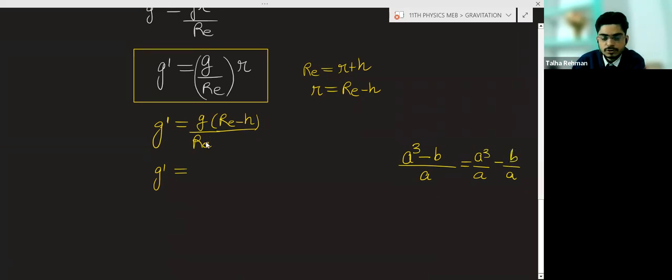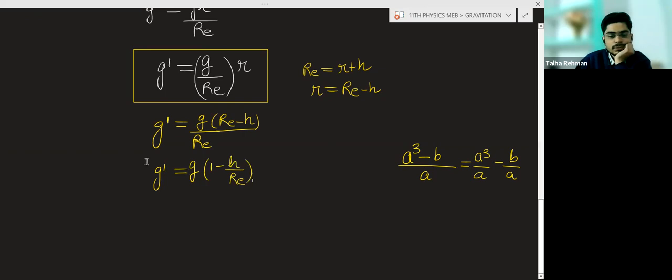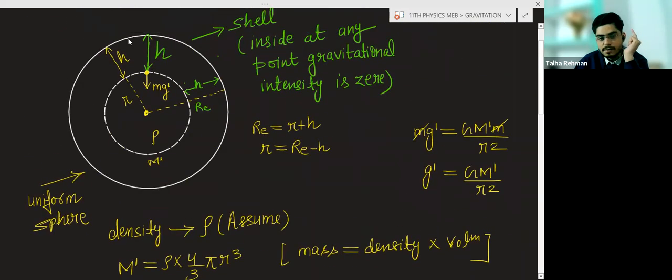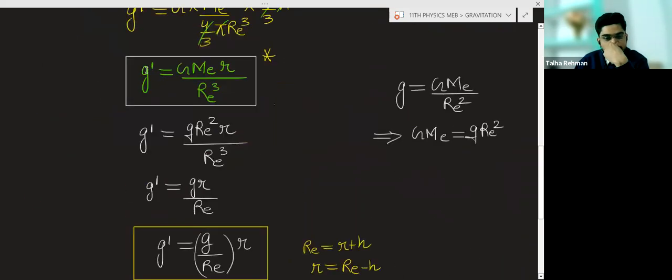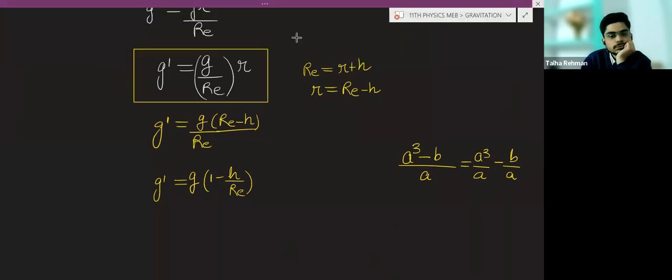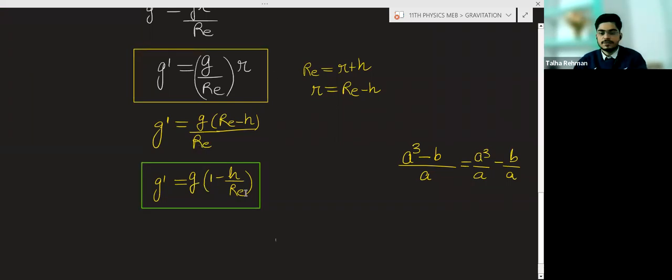So here also, so this is g. You will divide this whole with this re. So re by re will become 1, and this will become h divided by re. So this is another formula. Now this is the formula in terms of the h, and h we have taken from the surface. G is equal to g dash 1 minus h by re.